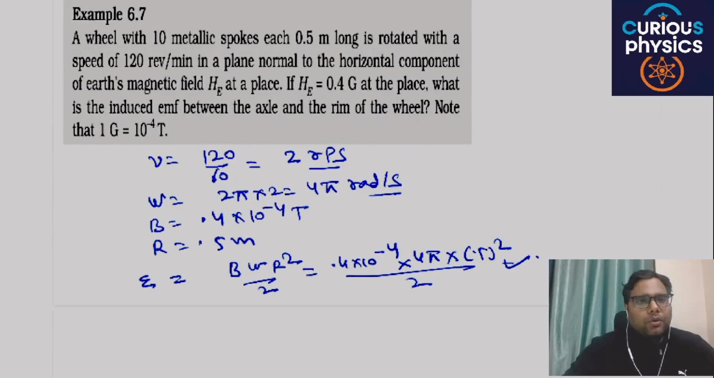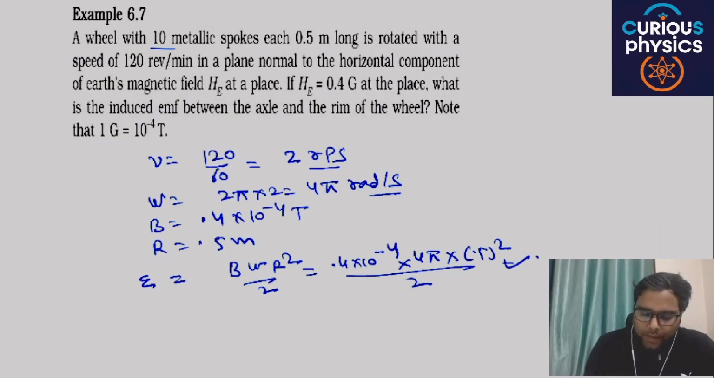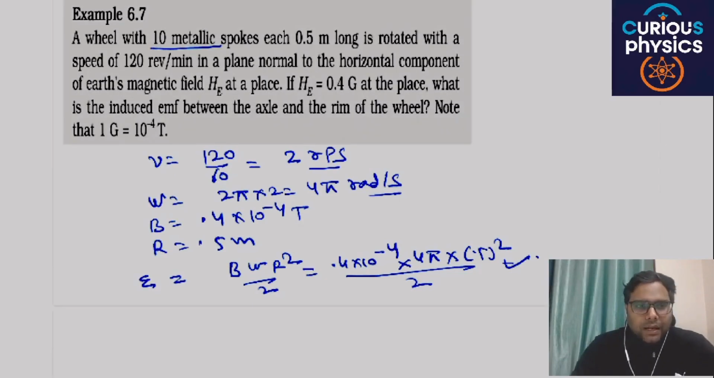Here the number of spokes has no meaning, because all the metallic spokes are parallel, and in parallel condition the potential difference, or the induced EMF, will remain the same. Are you able to understand my point or not?